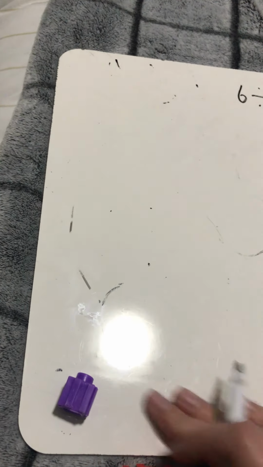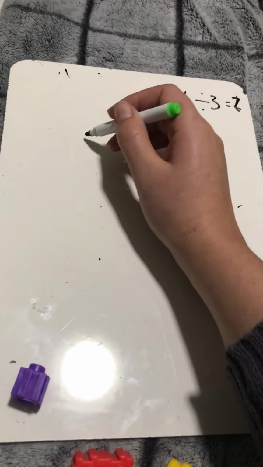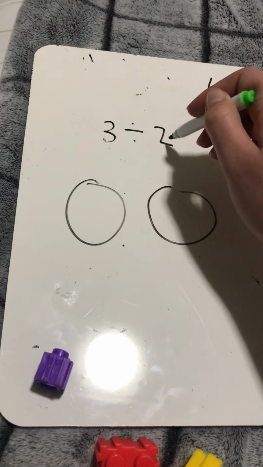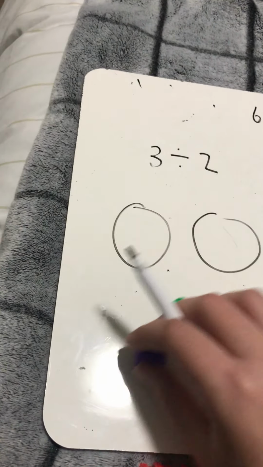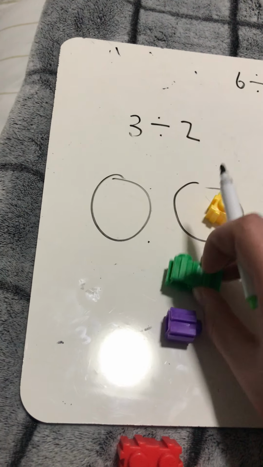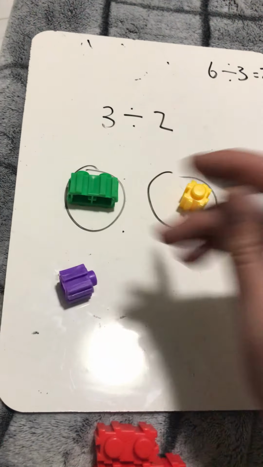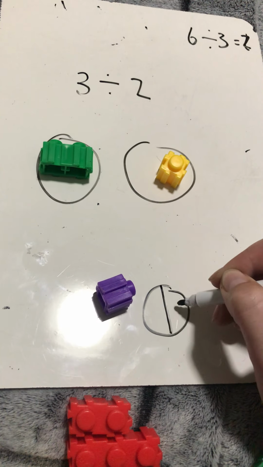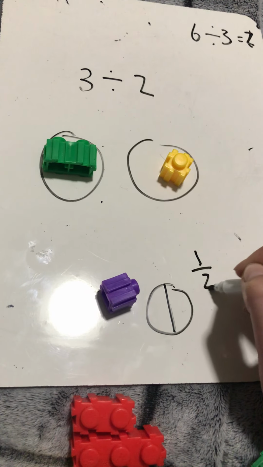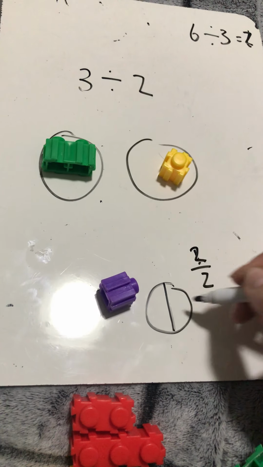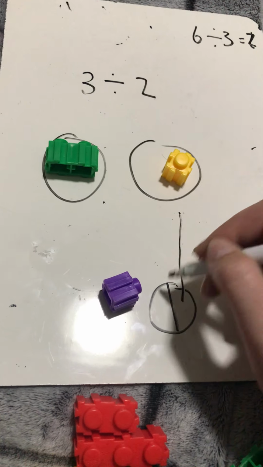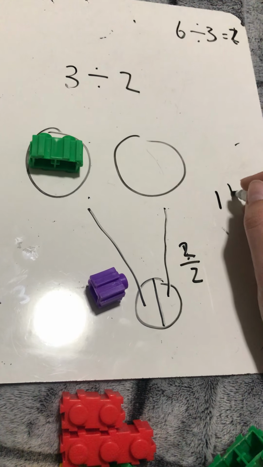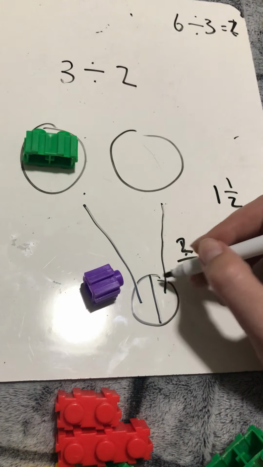Okay, let's do one more quickly. So let's say 3 divided by 2. Okay, so we draw 2 groups, and here's our 3 blocks. He can get 1 and he can get 1. Now we have 1 left over. So here's our 1 left over. Let's divide it into 2. So that makes it 2 over 2. Okay. But now we need to give 1 to him and 1 to him. So they each get 1 and a half, because they get 1 of those 2.